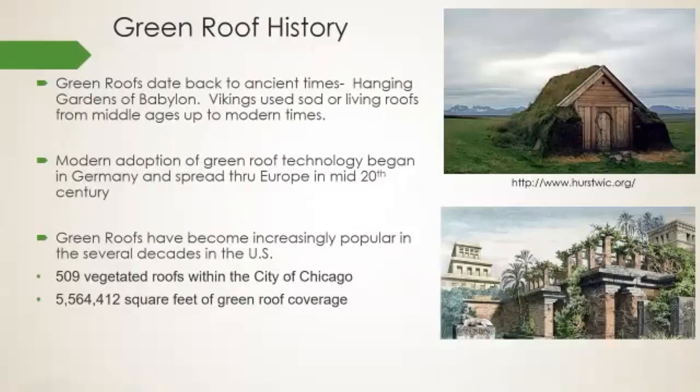And then Scandinavian peoples have been using green or sodded roofs since the Middle Ages, or maybe even before that, on their homes and their other structures. And that offers insulation again. The main reason that they were doing that was the insulation value, staying warmer in the winter. And so that brings us up to the modern adoption of green roof technology. So modern green roofs really, again, started to pick up speed in Europe in the mid 20th century.